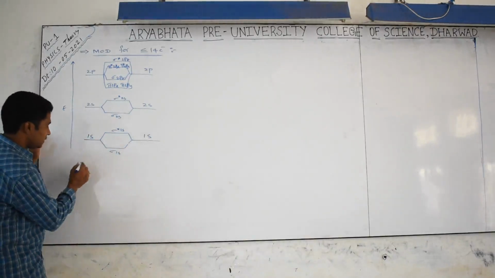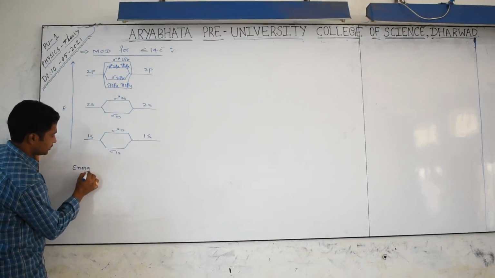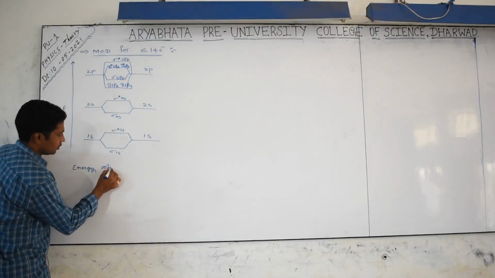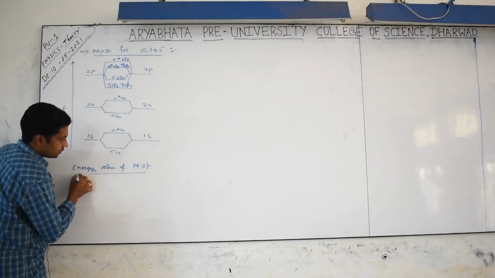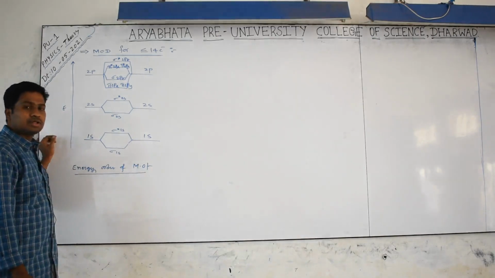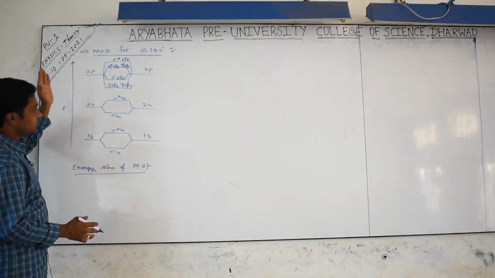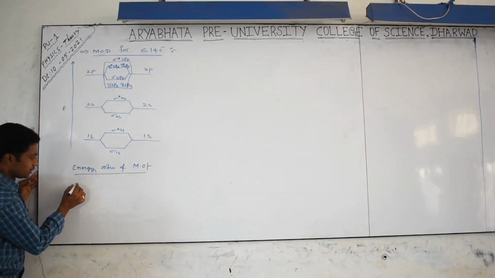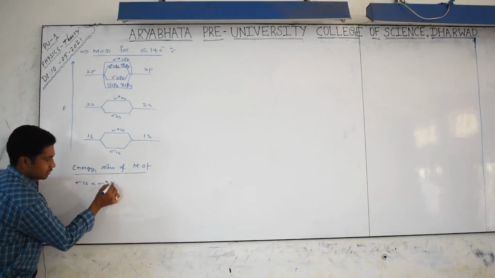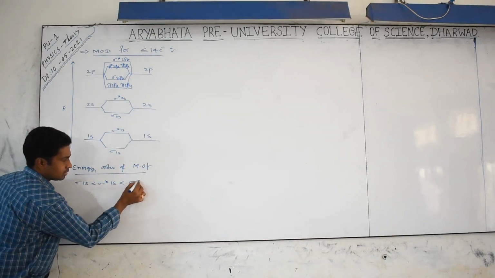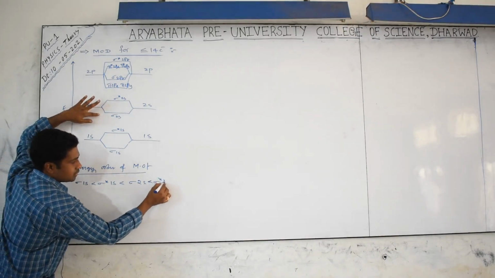Now see, the energy increasing order of molecular orbitals. The same thing we did for atomic orbitals by using the Aufbau diagram. I have written here that from top to down, energy is increasing. So can you write here sigma 1s? After that, higher energy is sigma star 1s. After that sigma 2s, after that sigma star 2s.